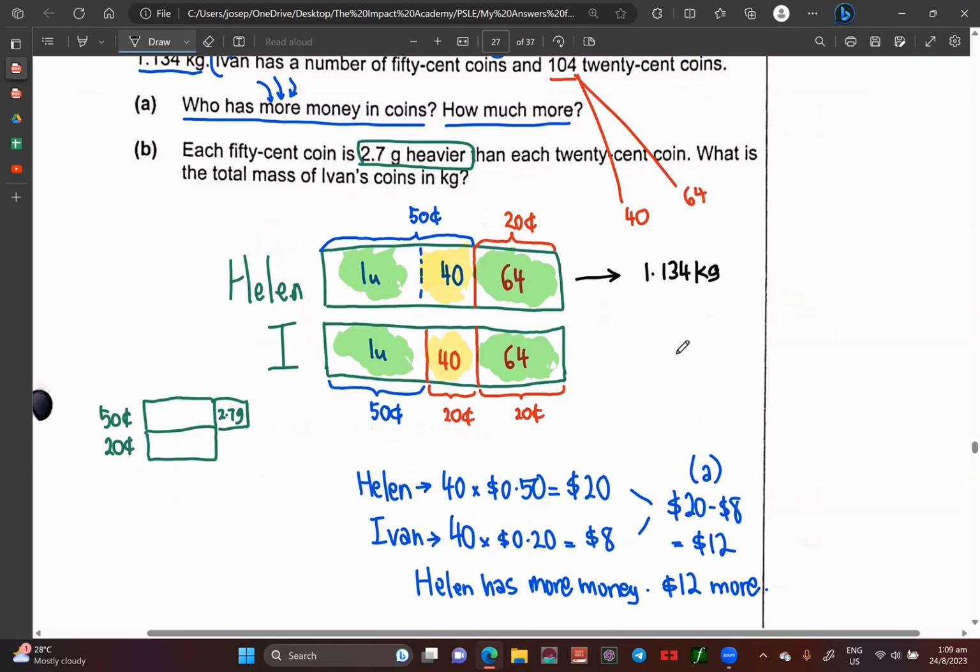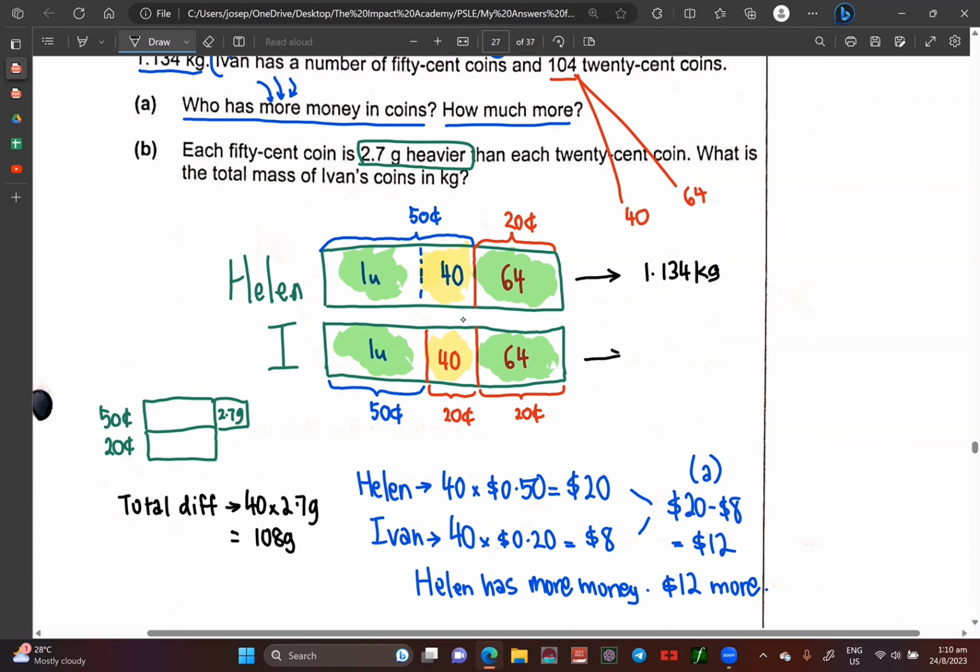So what we want to do is find, we know that the small difference is 2.7. Now we are going to find the total difference. So the total difference is basically 40 coins times 2.7 grams. When you do 40 times 2.7, you will get to 108 grams. So who has 108 grams more? Helen has 108 grams more. Why? Because Helen's 40 coins are actually 50 cents. So Helen has coins that are heavier than Ivan's.